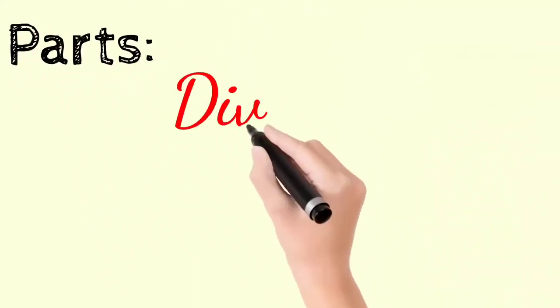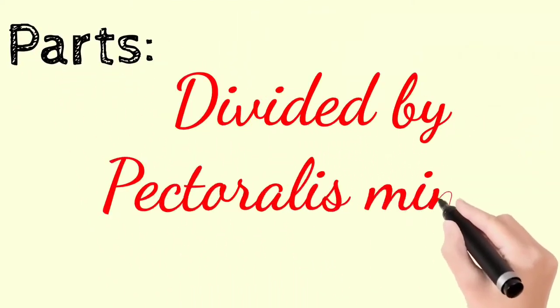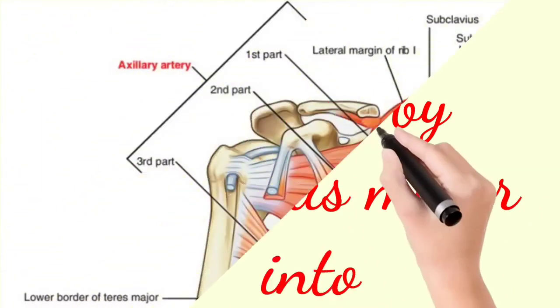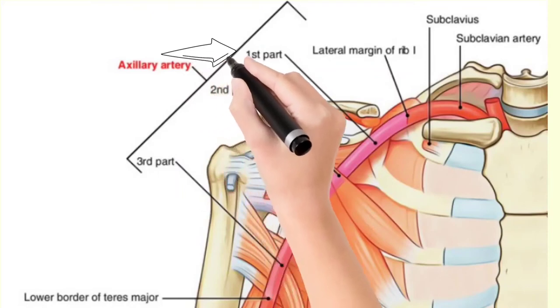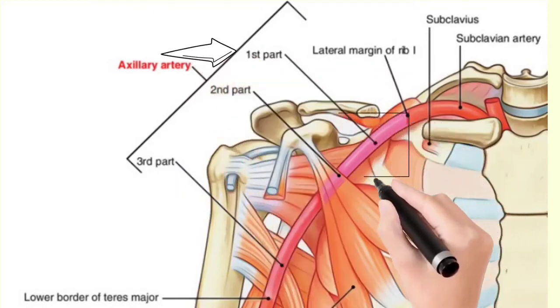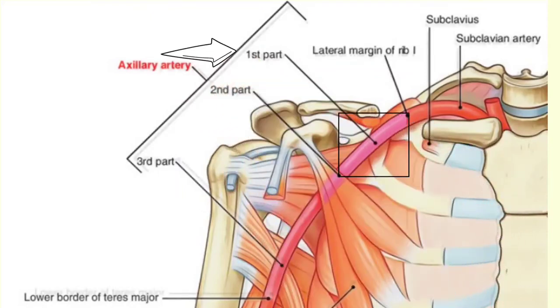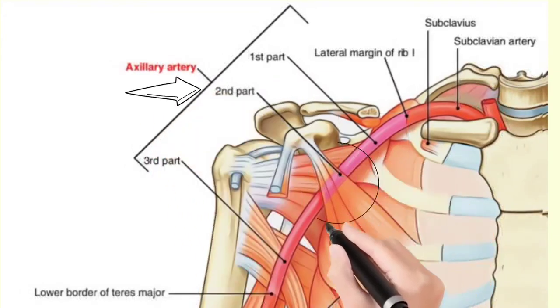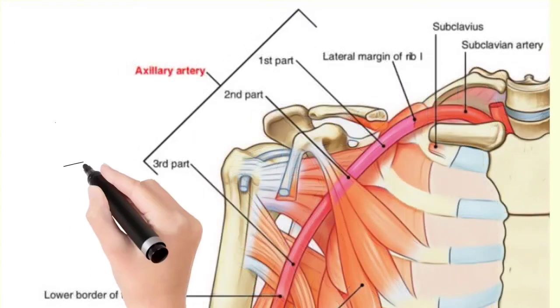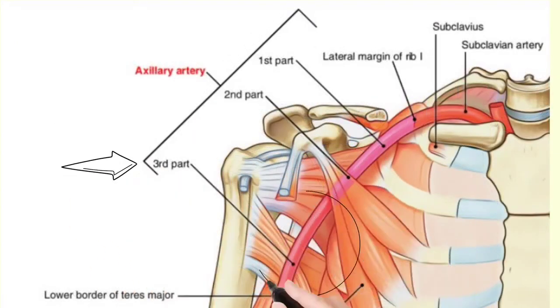It is divided into three parts by the pectoralis minor muscle. The first part is above the pectoralis minor muscle, the second part is directly under the pectoralis minor muscle, and the third part is below the pectoralis minor muscle.